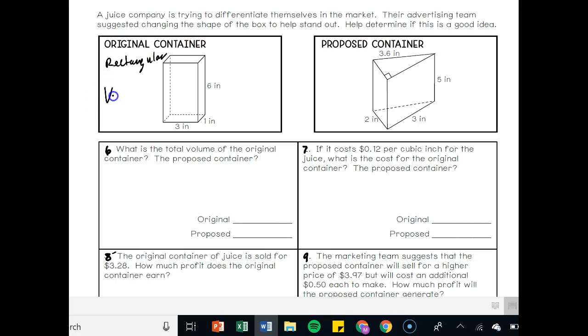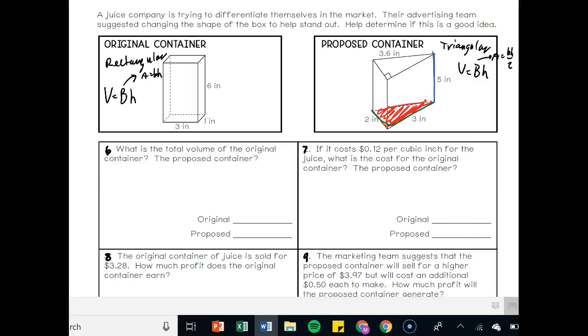So that's just going to be V equals BH, where B is your area of base times height. And this is a triangular prism, where this is going to be V equals BH. But this time, your base is going to be the triangle formula, so BH divided by 2, right? If you can see your triangle at the bottom here, it's right here. And so you're going to use dimensions of 2 as your base and 3 as your height just for the triangle, and then 5 is going to be your overall height of your shape. So question 6, basically use both of those formulas to find me the volume of the original and the proposed.